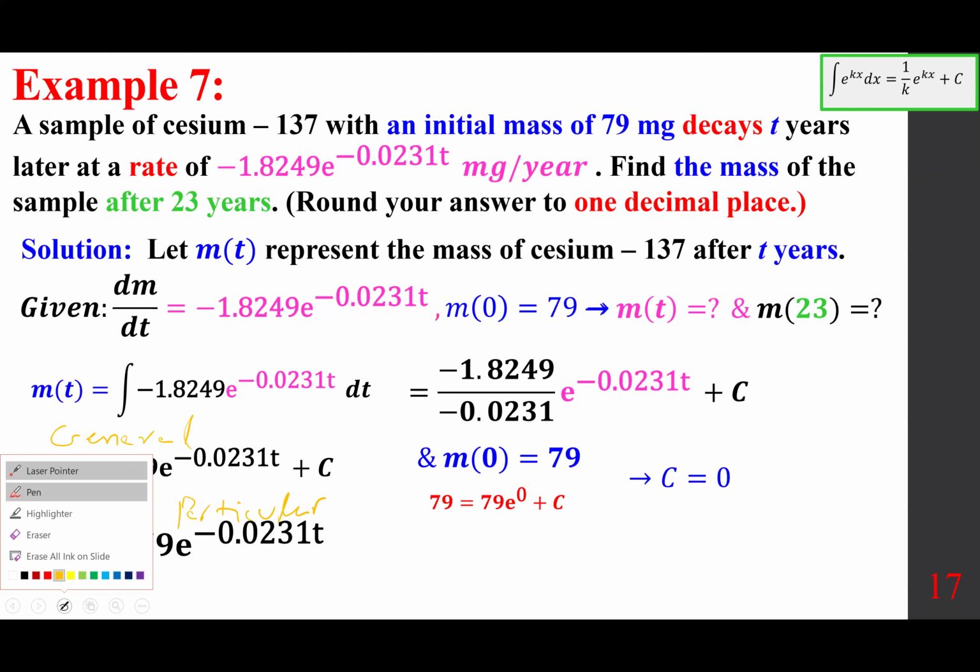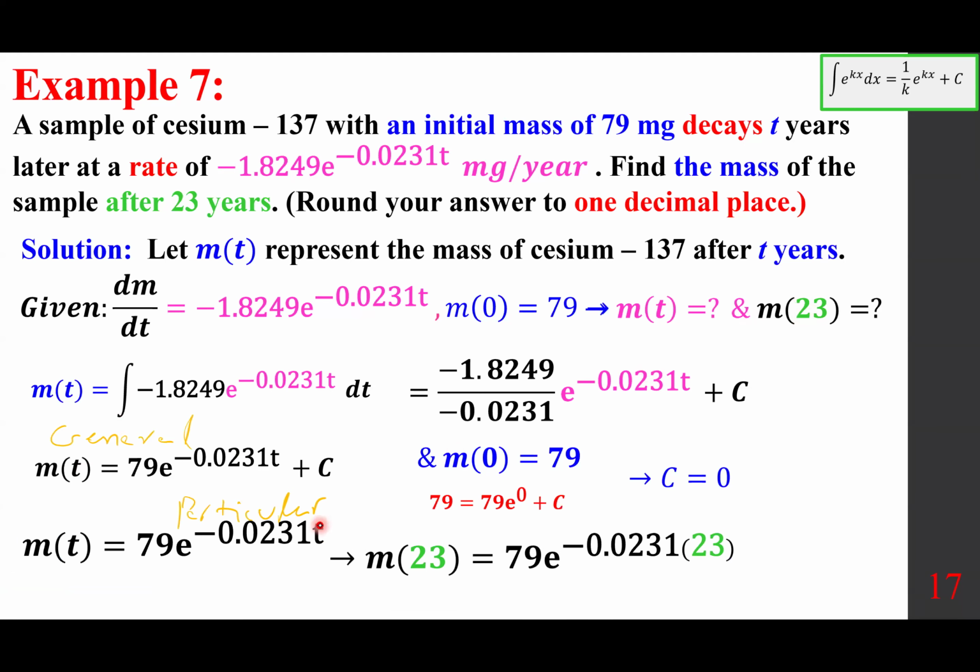And now, after 23 years, replace the t: 79 e to the power of negative 0.0231 times 23. Put that into a calculator, raise e to that power, multiply it by 79, and you get the answer, roughly 46.439 milligrams, and then we read 1 decimal.